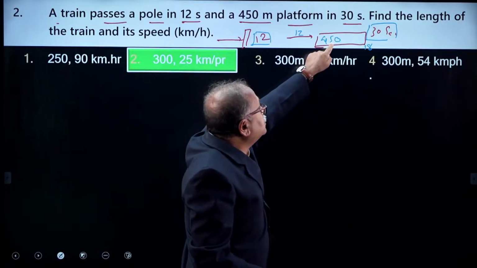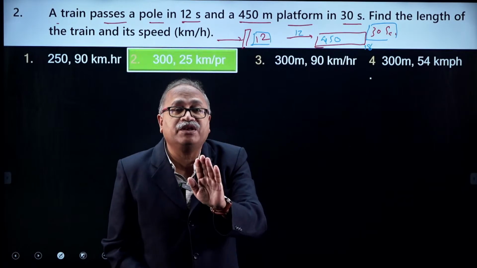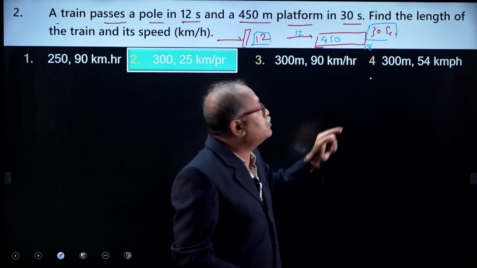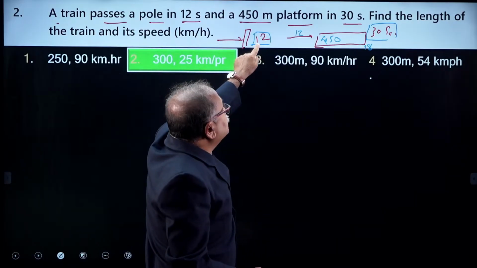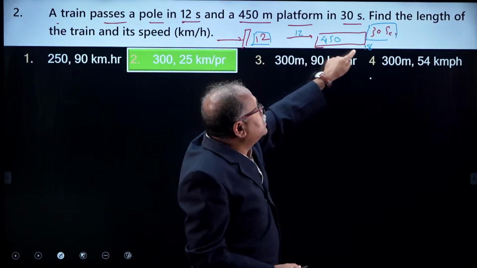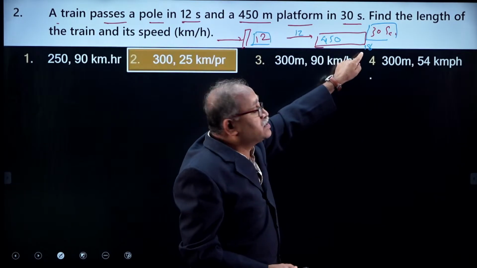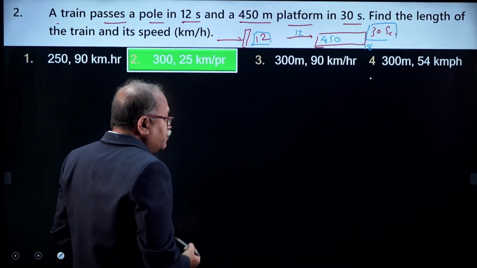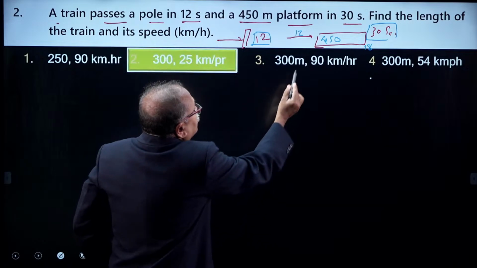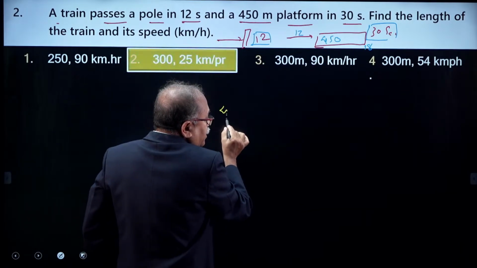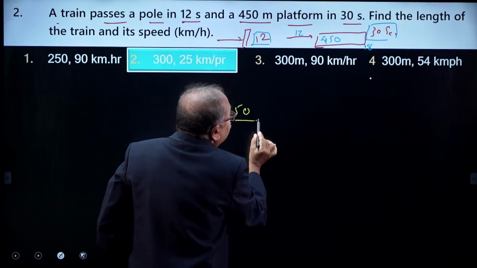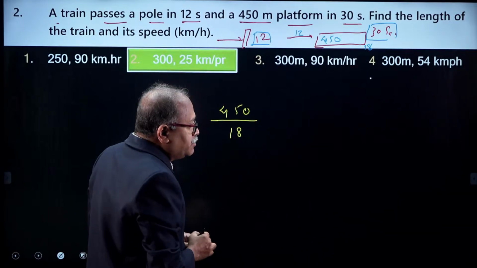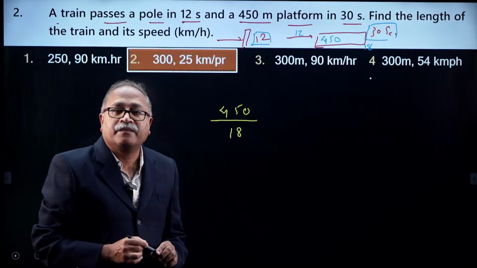How much distance? 450 meter. And how much time it takes? 18 seconds. How do I know? That is 30 seconds minus 12 seconds. That comes 18 seconds. So, here I have the distance and I have the time. So, I can find out the speed. So, what will be the speed over here? The speed is 450 divided by the time taken, 18 seconds, and I will be getting this in meter per second.